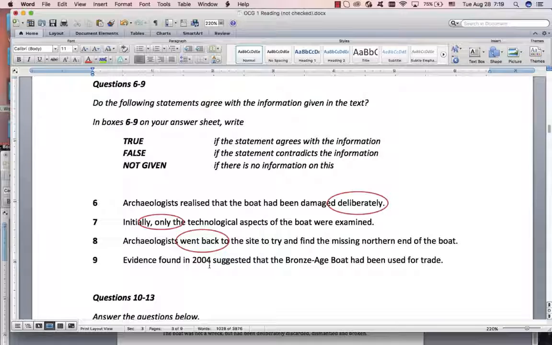Don't worry about that. It's again slightly more difficult. And I would say that the scanning language is all of that. That's all scanning language. What is the target language? It's that word over there. Was it used for trade or was it used for something else? Right, now let's go and see if we can find our answers.